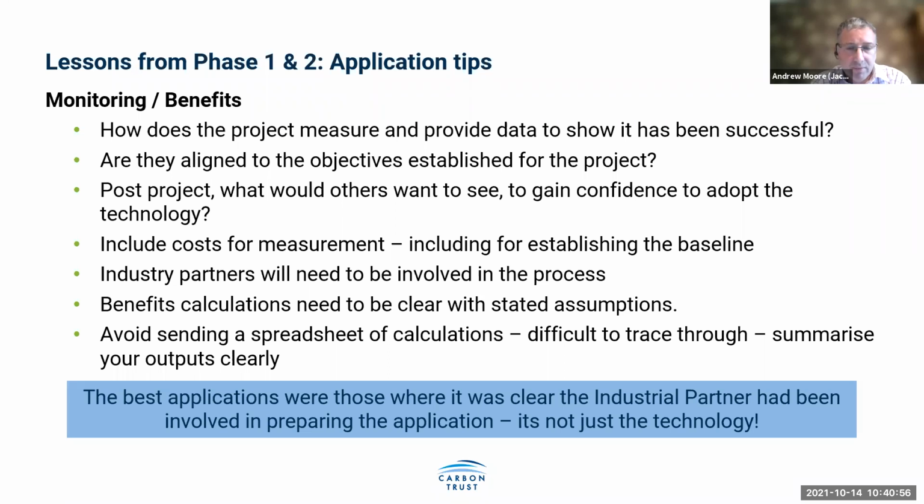That also relates to keeping the benefits calculations clear, assumptions well laid out, and avoiding attaching complex spreadsheets. Clear summaries of the basis for calculations is best. It just makes it so much easier for a technology reviewer rather than trying to unpick very complex spreadsheets, and that allows them to focus on actually being able to review the application and form confidence of the information that's given.